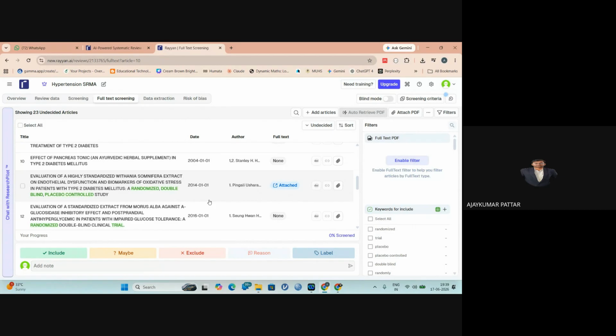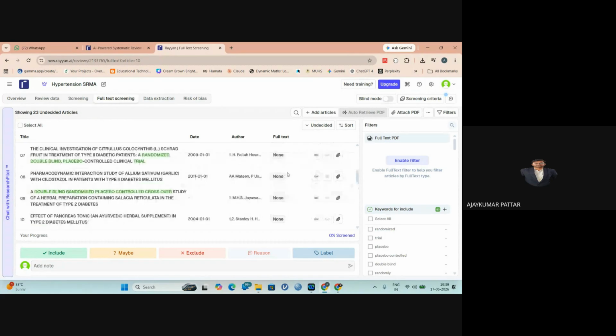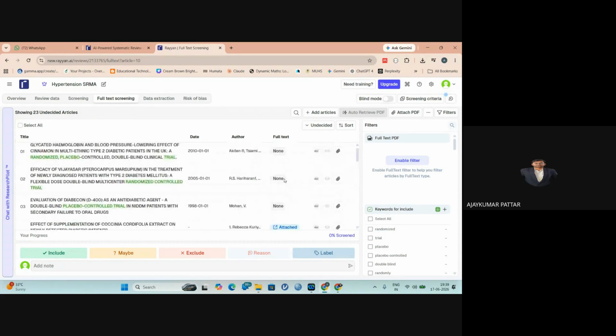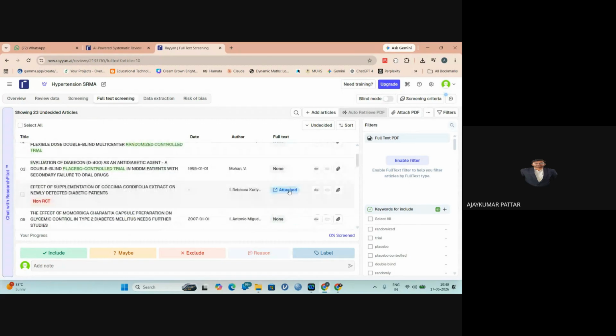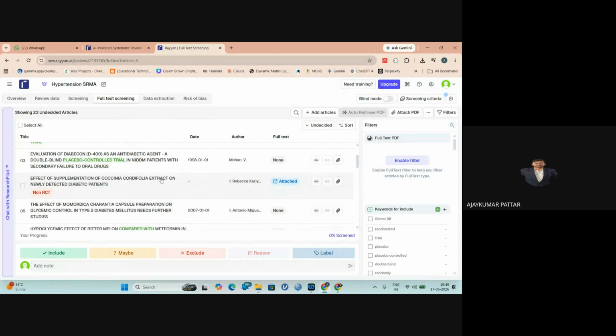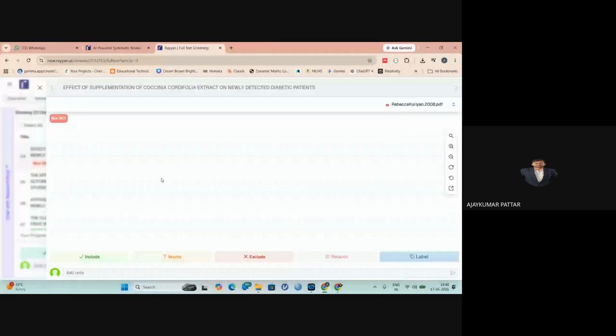I hope all of you got this process: how to extract the CSV file, and from the CSV file how to download the PDFs and upload them here from our folder. So consider all papers are uploaded like this. Then we should open the attached file here. We will click on that, then the paper will open here in the same interface. It is taking some time. I just wanted to show you the process.